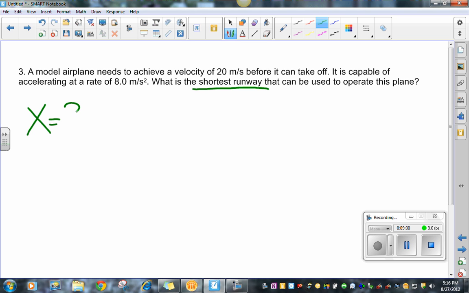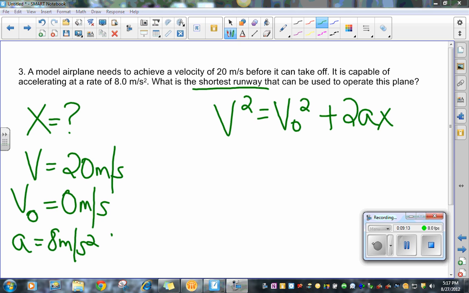Okay, so I want you to list, there's your unknown, but list your knowns and then look at the kinematics equations and see which one of these formulas will work for this. This is probably one of the hardest problems you're going to come across because there's a lot of math involved. We're trying to find the horizontal displacement. The model airplane needs to achieve a velocity of 20 meters per second. So that's its final velocity. Before it takes off, you know that it's at rest, so the initial velocity is 0. And it's accelerating at a rate of 8 meters per second squared.